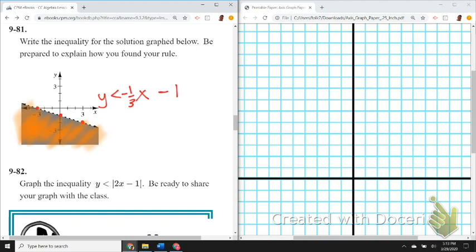Okay, and then the last problem here for today is going to be this inequality in absolute value form. So it says to graph the inequality y is less than the absolute value of 2x minus 1. Let's see what you guys come up with.